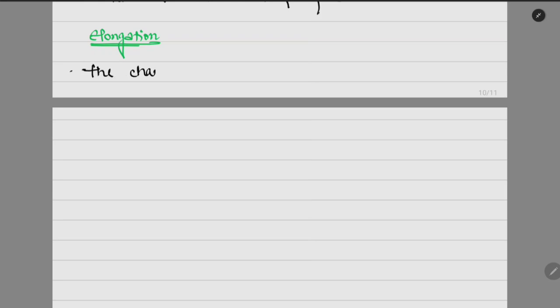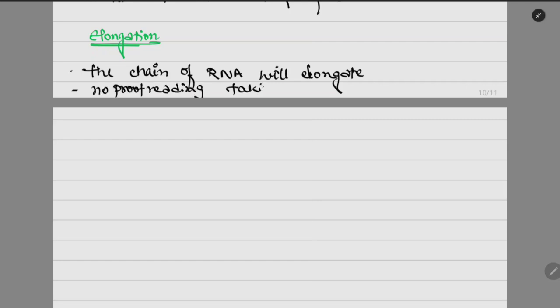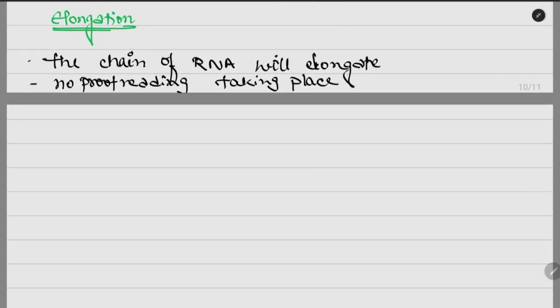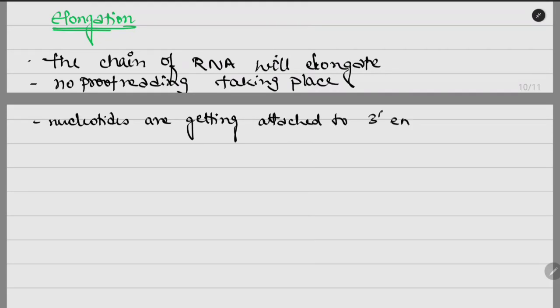The chain of RNA will elongate. Still now no proofreading taking place. Understood? And nucleotides are getting attached to the 3' end of the RNA strand.